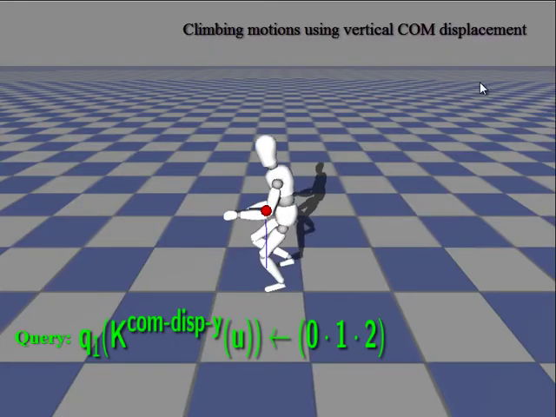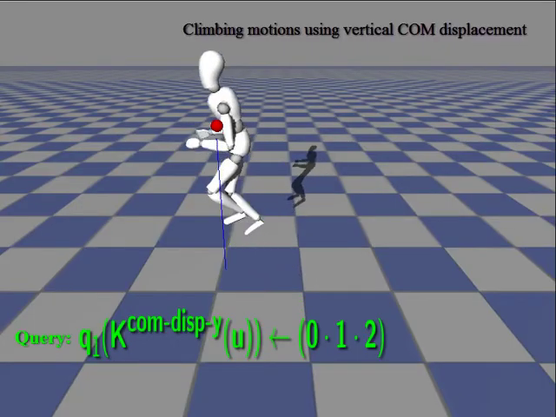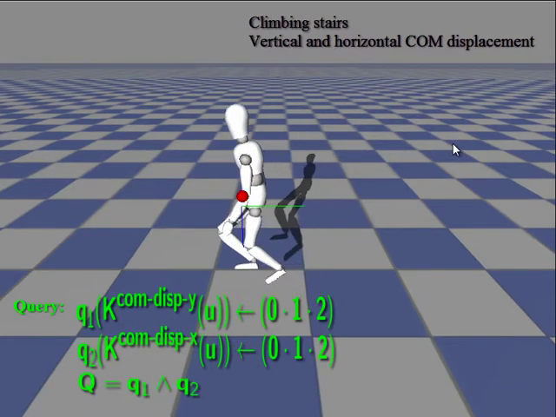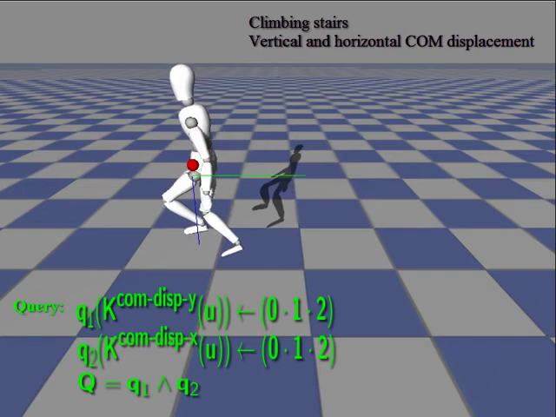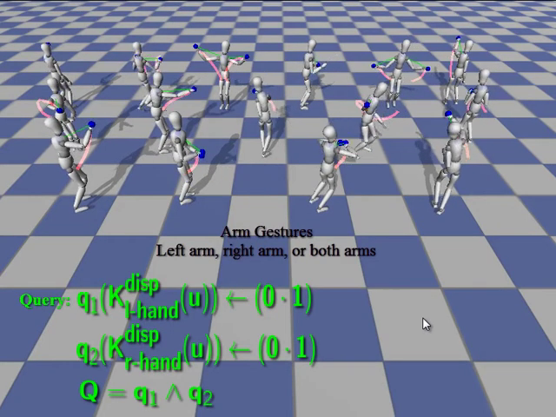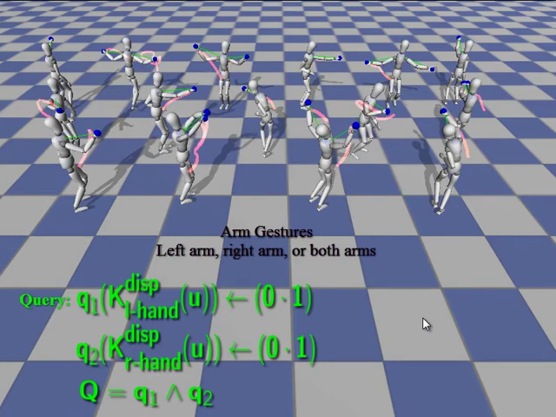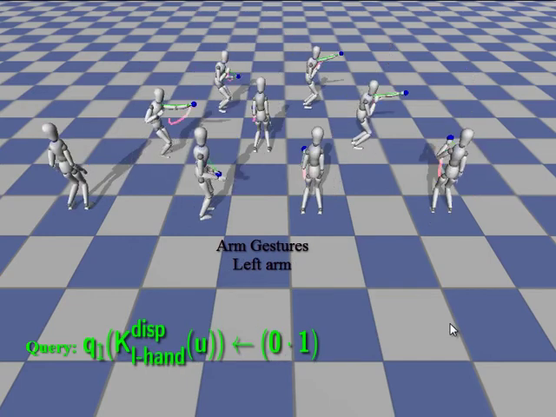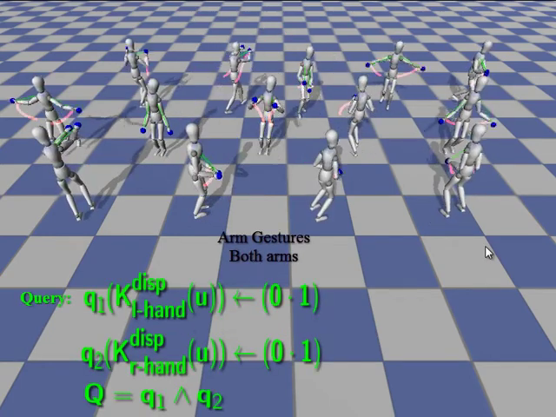The vertical center of mass displacement is used to detect climbing motions. Introducing a horizontal displacement returns results where the center of mass takes a diagonal trajectory, such as climbing a flight of stairs. Arm gestures are queried by checking if the hand displacement crosses a maximum threshold. Results can be filtered for either one or both arms.